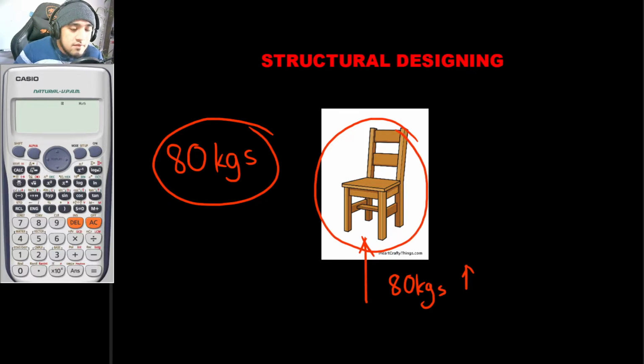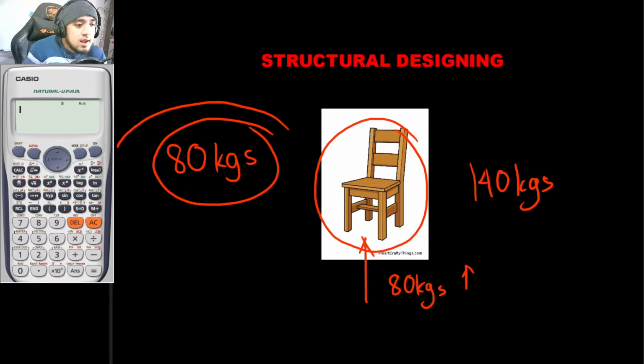Kasi nga, 70 to 75 kilograms na yung capacity niya, and ang bubuhatin niya 80 kilograms. If that is the case, then it will fail. So for example, once again, if your chair has a capacity of 140 kilograms, then it means that it can carry this particular person. Kasi nga yung capacity niya, 140 kilograms.